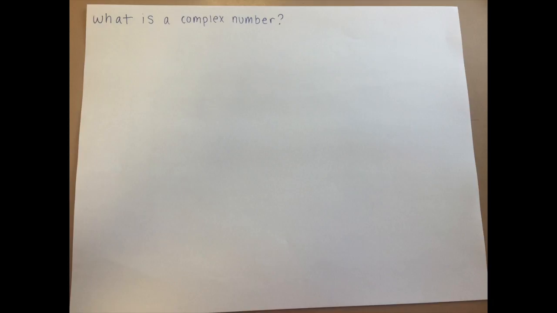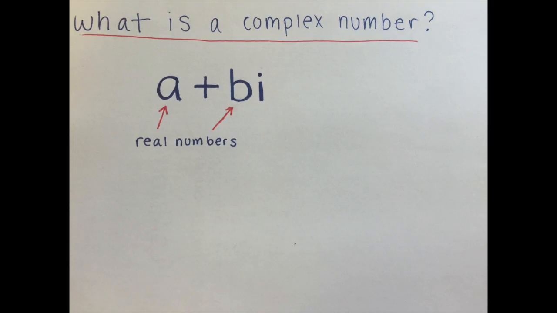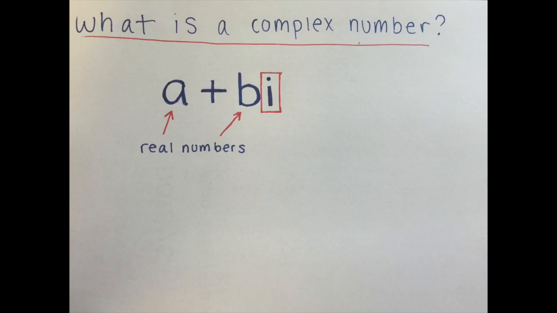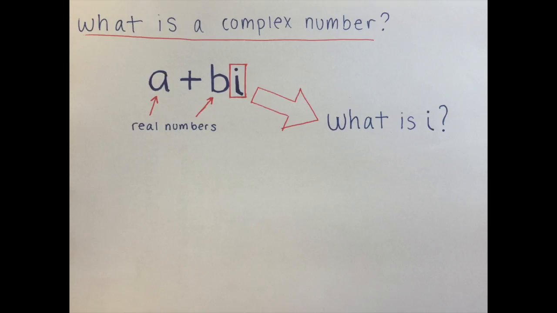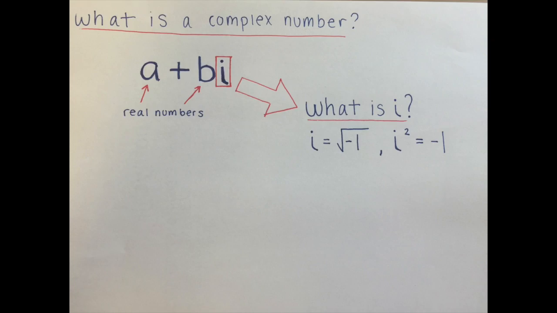So, what is a complex number? A complex number can be found in the form of a plus bi, where a and b are real numbers, and i is the imaginary number. So, what is i? i is defined as the square root of -1. Then that means i squared is -1.